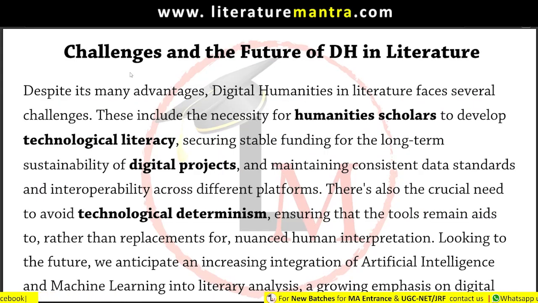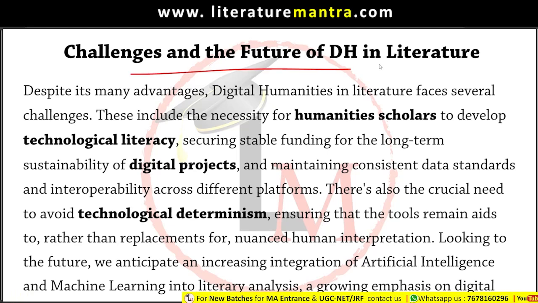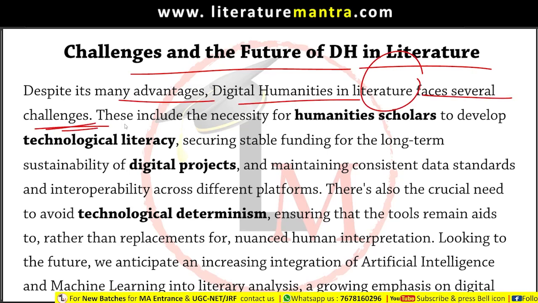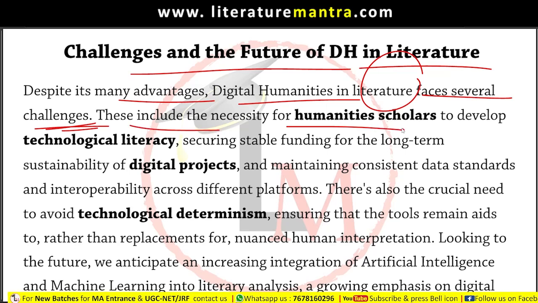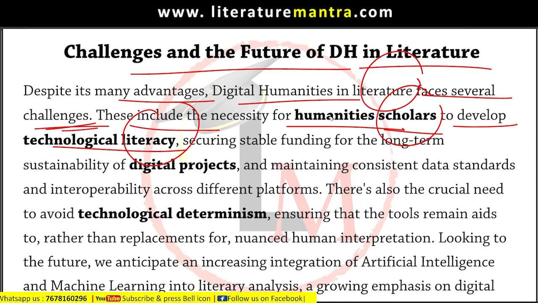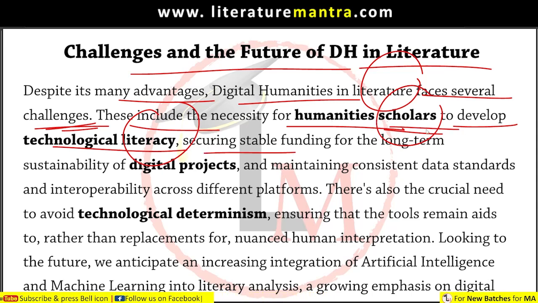Now, after that, also keep in mind that digital humanities has its own set of challenges. Okay, but what is the future of digital humanities in literature? See, despite its many advantages, digital humanities in literature faces several challenges. What are these challenges? These include the necessity for humanities scholars to develop technological literacy. Now, of course, in English literature, we are not taught things related to programming, things related to computer science. But little bit of knowledge of that is helpful in digital humanities. Okay? So, unless, of course, these scholars know little bit of that, they will not be able to use computational methods and techniques. So, this is one of the challenges.